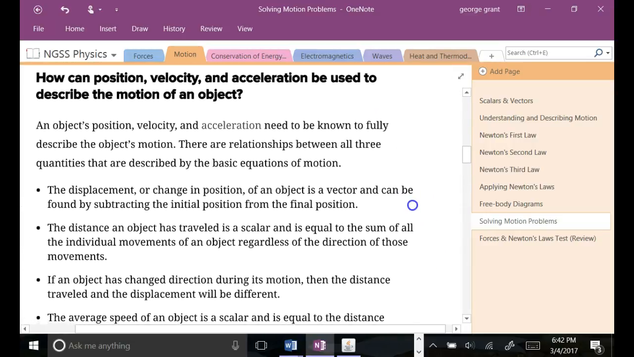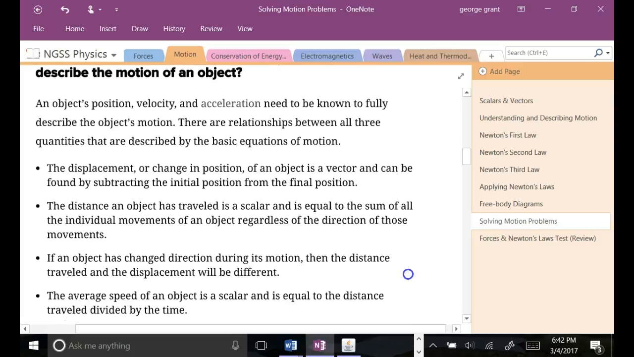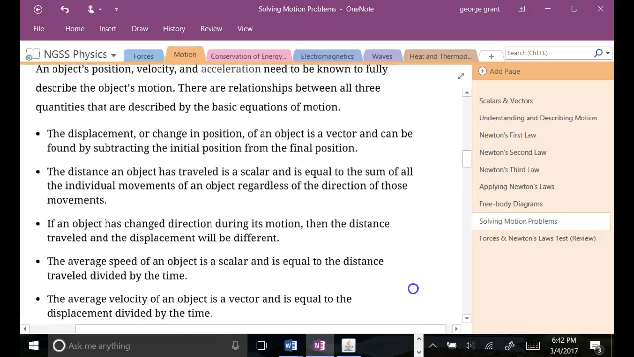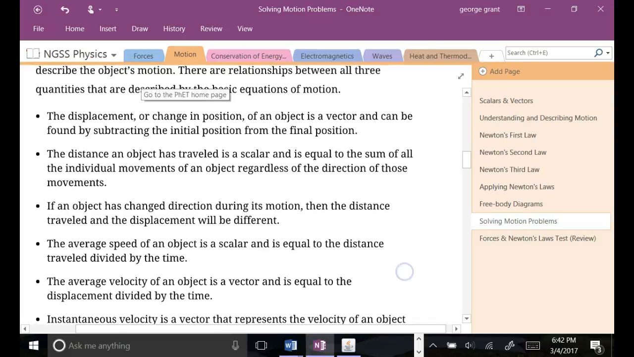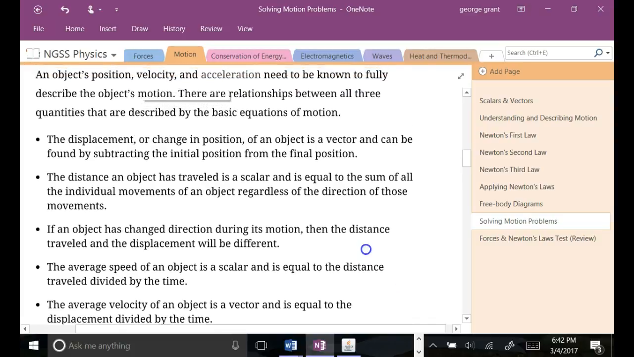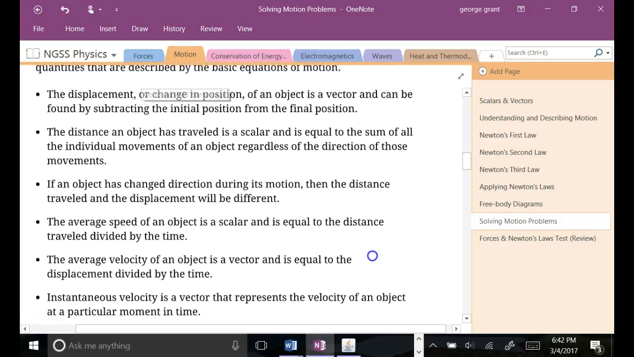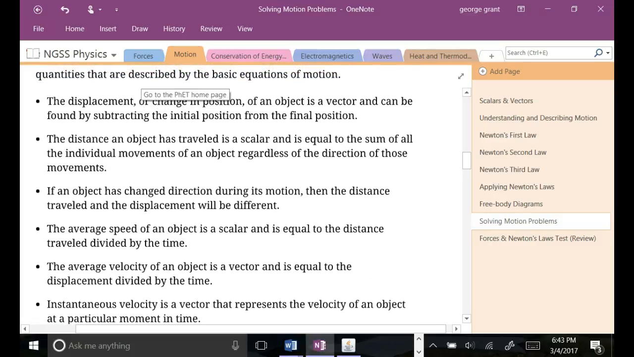How can position, velocity, and acceleration be used to describe the motion of an object? An object's position, velocity, and acceleration need to be known fully to describe the object's motion. There are relationships between all three quantities that are described by the basic equations of motion. The displacement or change in position of an object is a vector that can be found by subtracting the initial position from the final position. The distance an object has traveled is a scalar and is equal to the sum of all the individual movements of an object regardless of the direction of those movements.